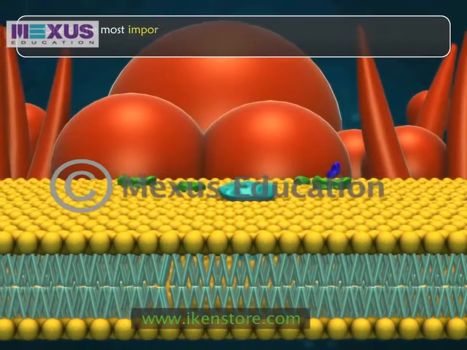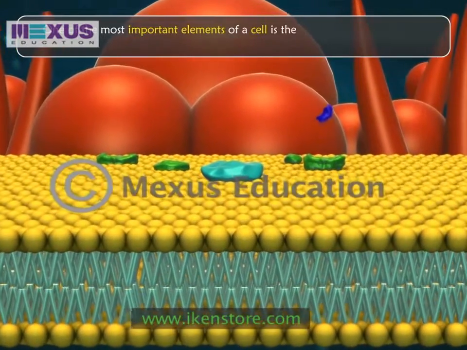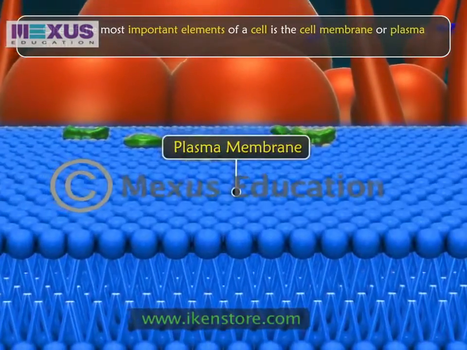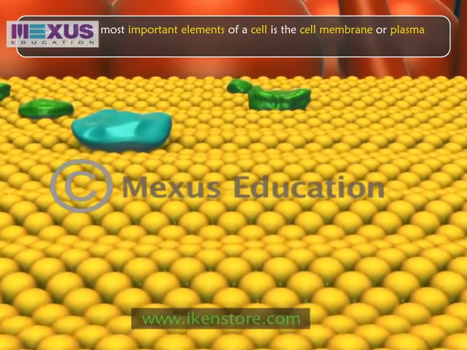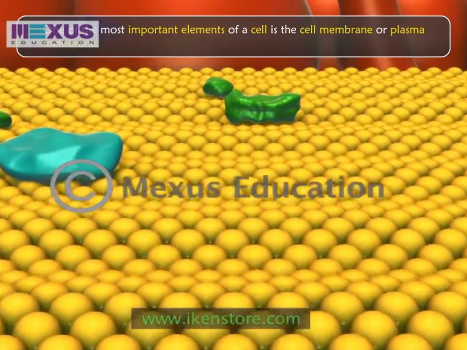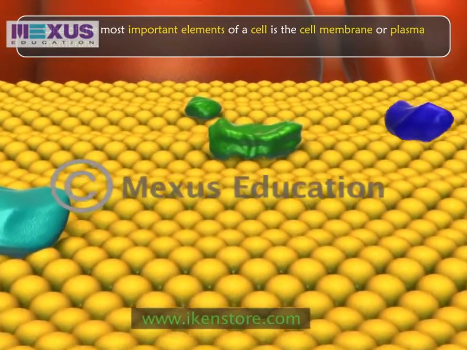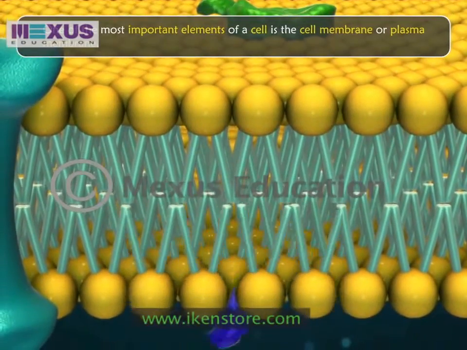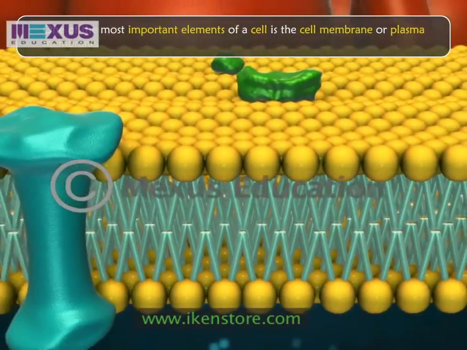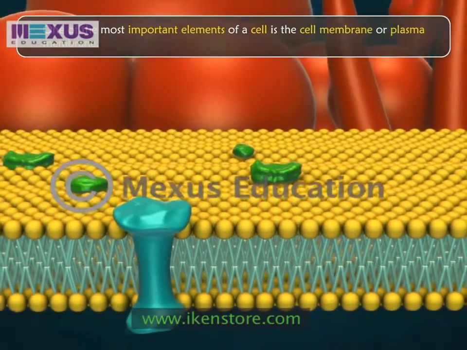One of the most important elements of a cell is a cell membrane or plasma membrane. What is the role of plasma membrane? How does the transport across plasma membrane work? What are the ways in which transportation takes place? What is the difference between active and passive transport?